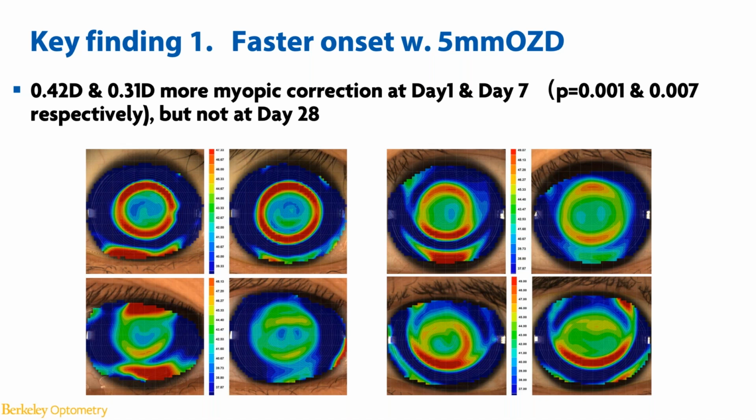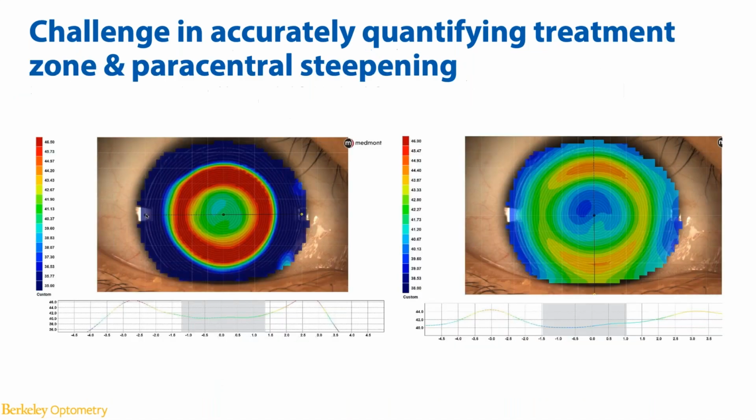So from each pair, you can kind of see at day 1, these are the topographical changes at the first day, or after the first night of lens wear. As you can see, there is a small but consistent change. And more specifically, at the corneal apex, you can see the 5mm lenses is able to create a little bit more dramatic flattening as compared to its 6mm counterpart.